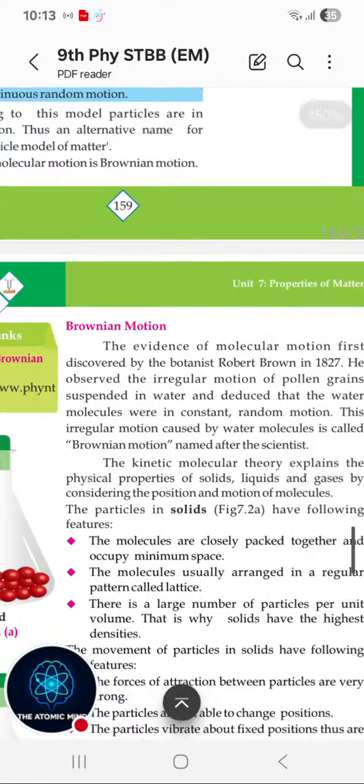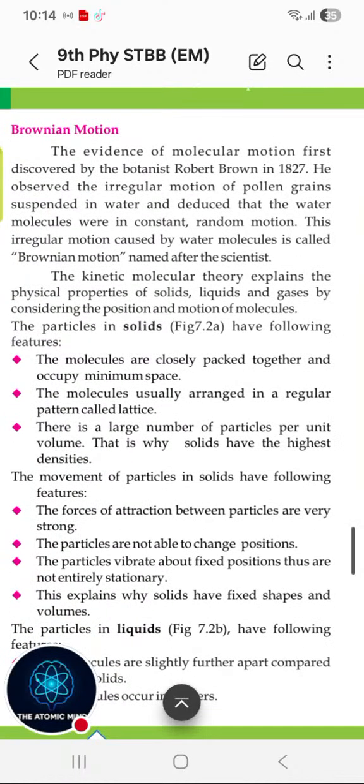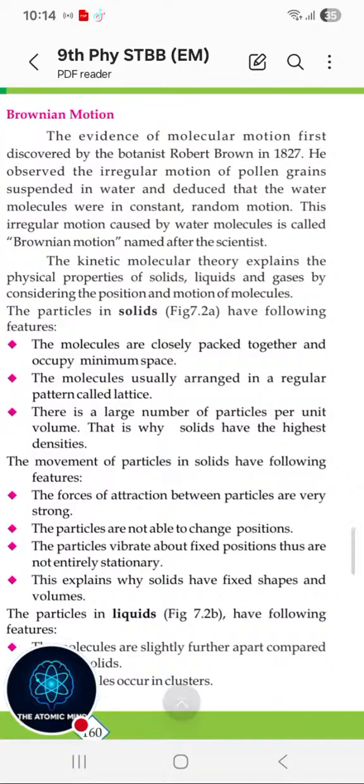The evidence of molecular motion is Brownian motion. What is Brownian motion? It was first discovered by the botanist Robert Brown in 1827, so it is named Brownian motion. He observed the irregular motion of pollen grains suspended in water and deduced that the water molecules were in constant random motion. When he saw the pollen grains from flowers in continuous motion when they fell on water, he concluded that the water molecules were in constant and random motion, not in a fixed direction. This irregular motion caused by the water molecules is named Brownian motion, after the scientist.